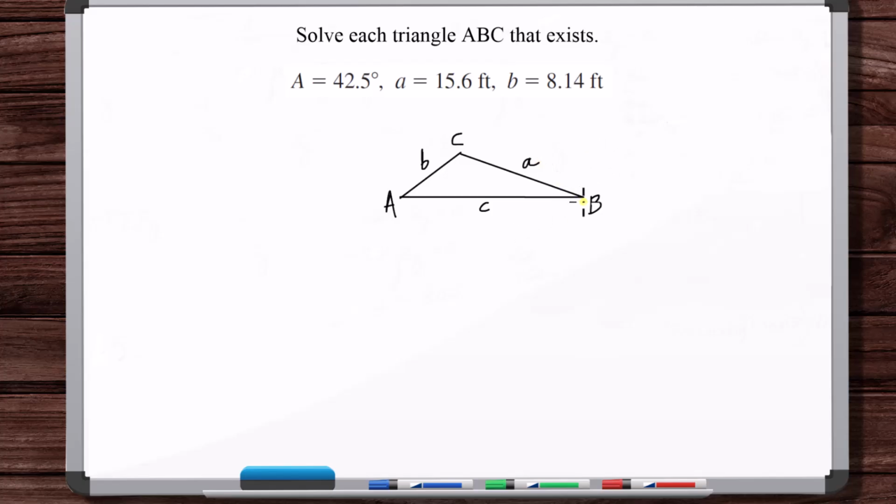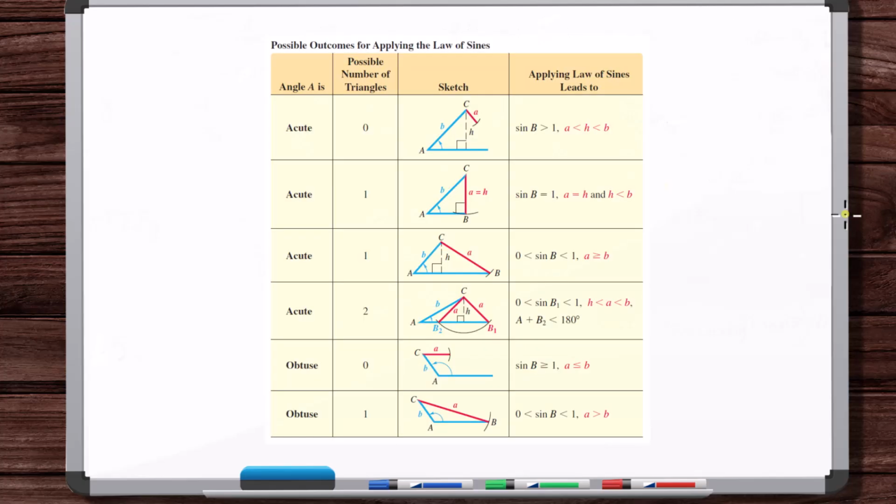There's only one spot here where we can make a triangle. We know this isn't the two triangle case, and we can validate that, right? So we don't have an obtuse angle. We have an acute angle. But the side length opposite the angle is greater than or equal to the adjacent side length? Well, that's not the case here.